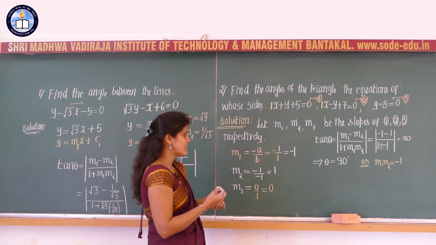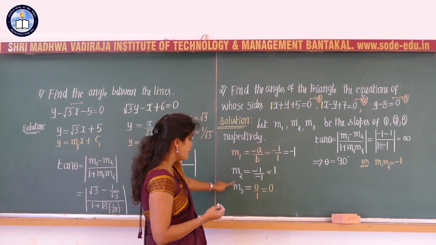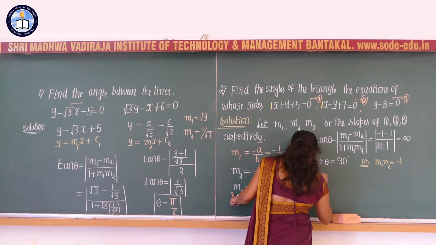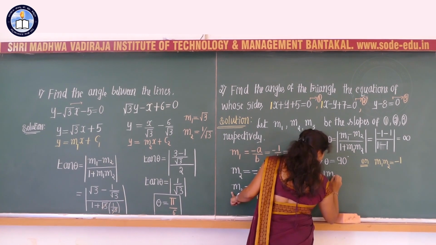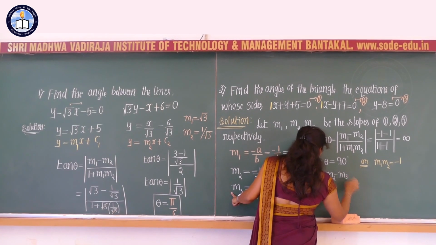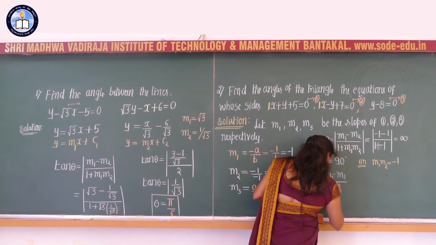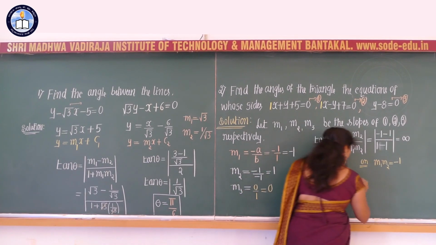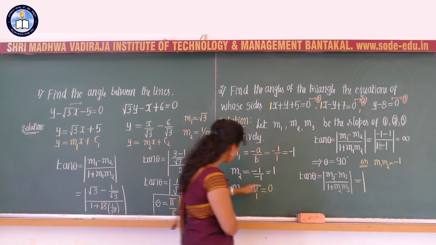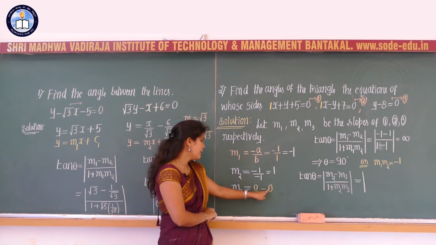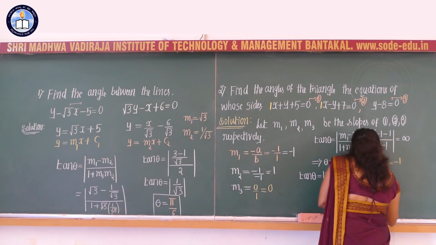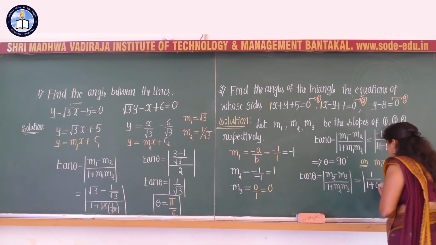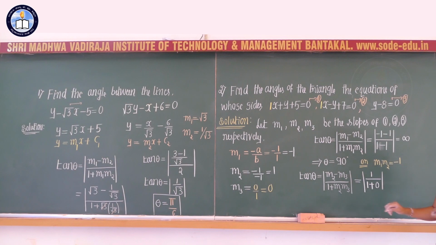Now let's consider the angle between m2 and m3. I am applying the formula for these two slopes m2 and m3: tan theta equal to m2 minus m3 divided by 1 plus m2 into m3. That becomes 1 minus 0, which is equal to 1 divided by 1 plus m2 into m3, which is 0, so tan theta is equal to 1 divided by 1.